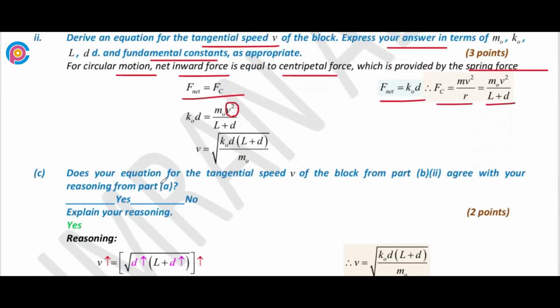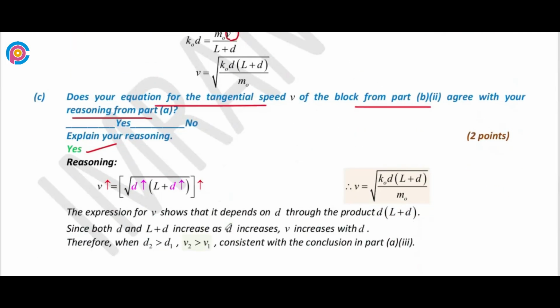Does your equation for the tangential speed of the block in part B agree with your reasoning in part A? Yes or no? The answer is yes. We got the equation of the velocity: v is equal to the square root of k naught d times (L plus d) over m naught. So we can say that the velocity is proportional to the square root of d times (L plus d). When d increases, or L plus d as a whole increases, the whole factor increases, so velocity increases.